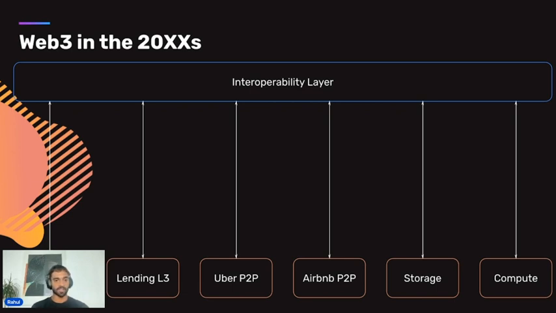So you'll have a swap layer three, you'll have a lending layer three, Uber and Airbnb eventually are going to become peer-to-peer applications that live on their own layer threes. And then you'll have storage and decentralized compute that are also running as decentralized services. And our vision for the future is that all of these will be connected by an interoperability layer, which will make these interactions extremely abstracted from the users themselves.